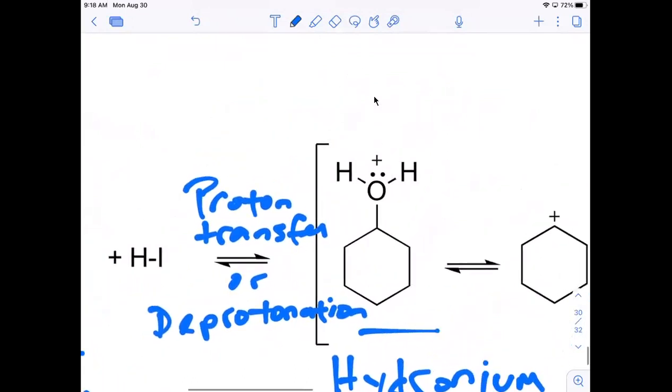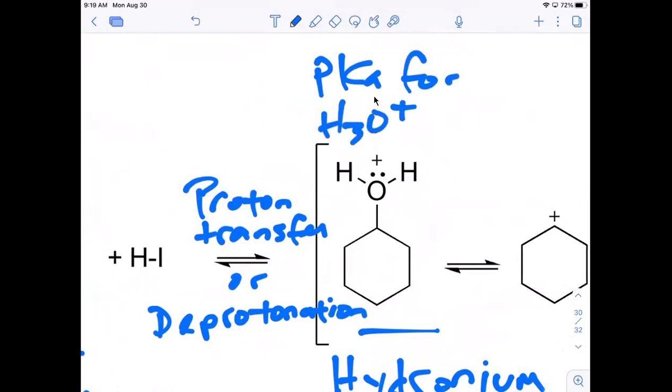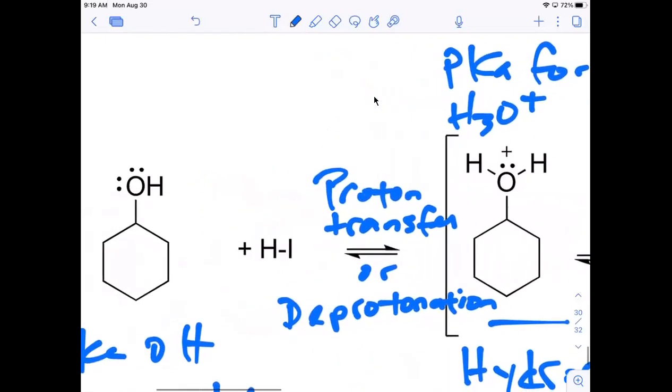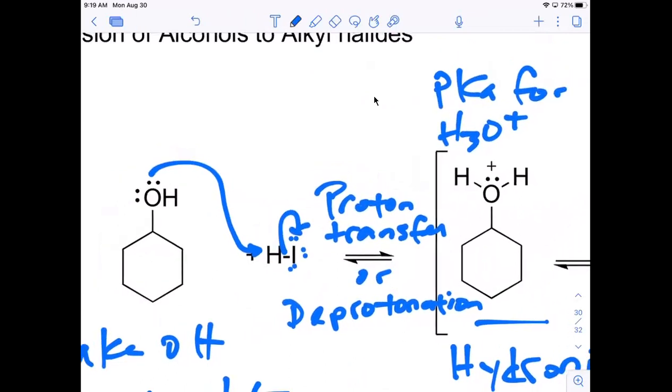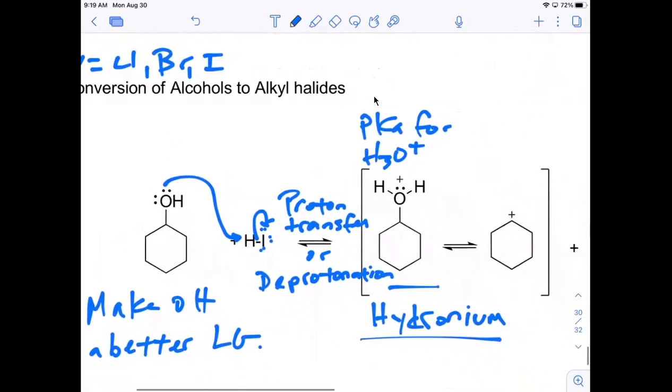Somebody look that up. Look up the pKa of H3O plus. Or you can just type in hydronium. Right, so in order for me to pick that proton up, that oxygen has to donate a pair of electrons to the acid. And then this has 3 lone pairs on it already. So I'm breaking the H-I bond. This is simple acid-base chemistry, right? And that step gives me the hydronium intermediate.